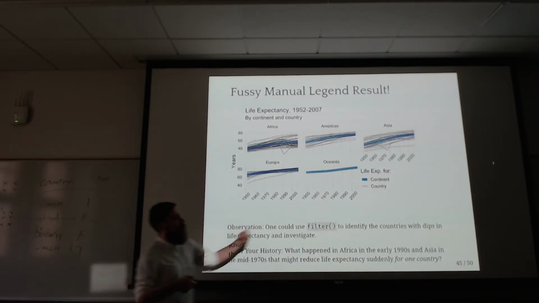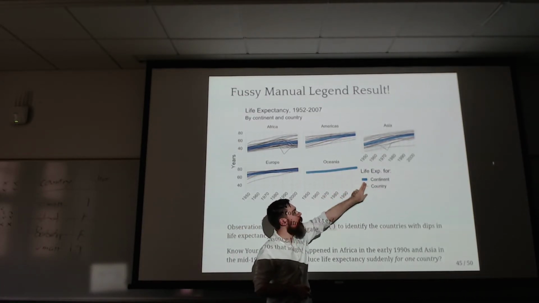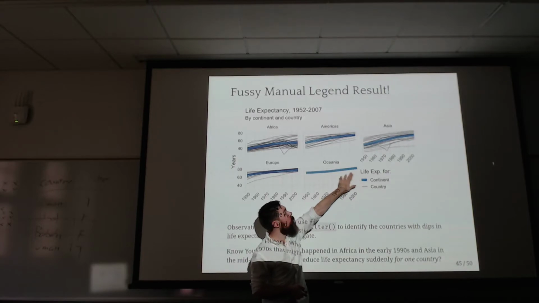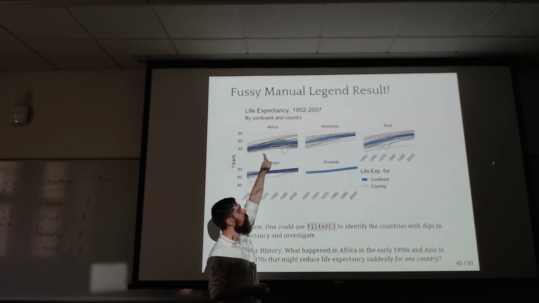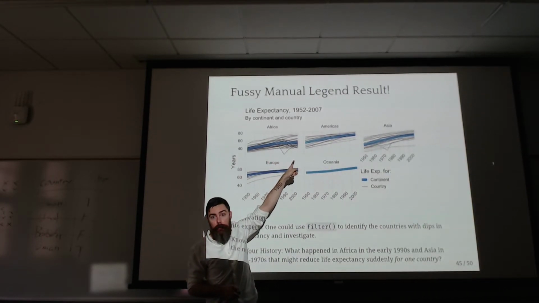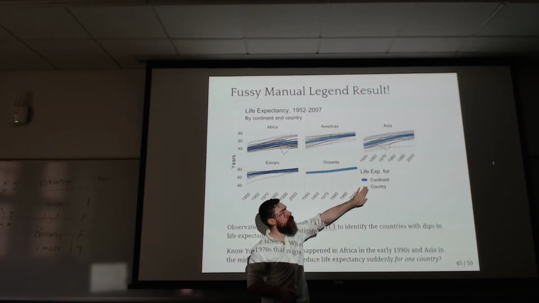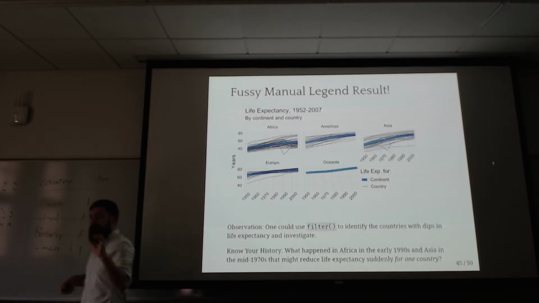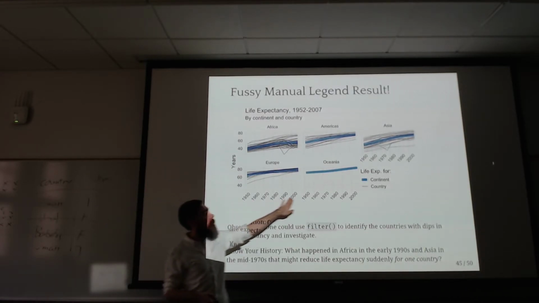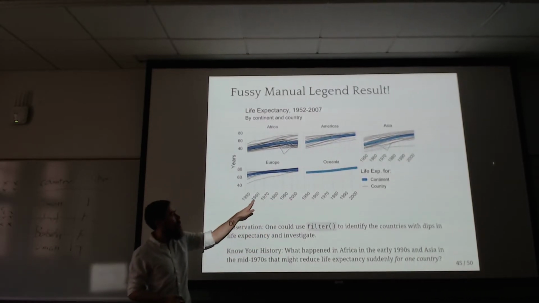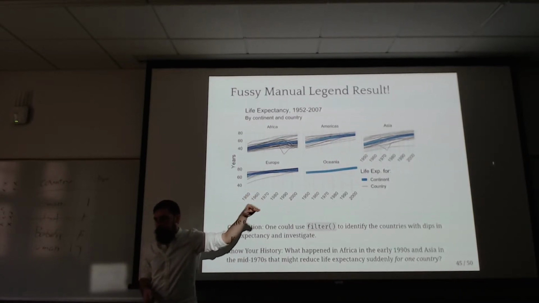My legend over here says life expectancy for continent has this wide blue line. That's the loess smoother going through the middle of all of the data points for all the countries within that continent. And each country is its own little black semi-transparent line. My x-axis ticks are rotated 45 degrees because if I didn't, they'd overlap in the middle.